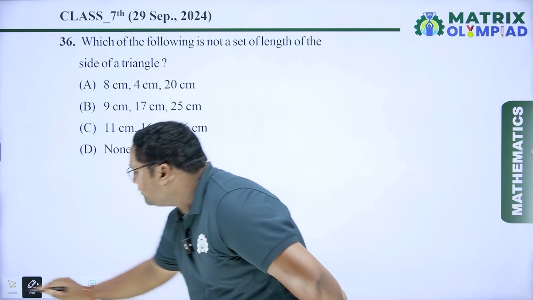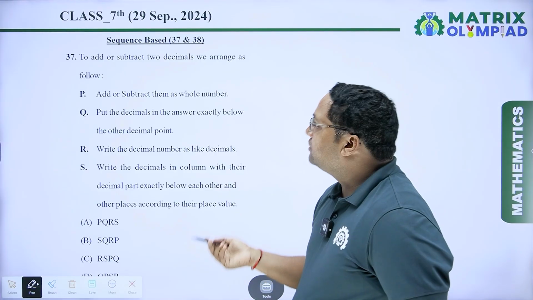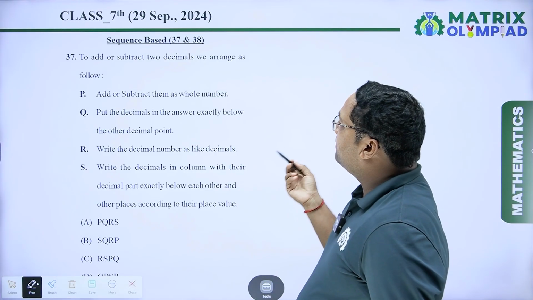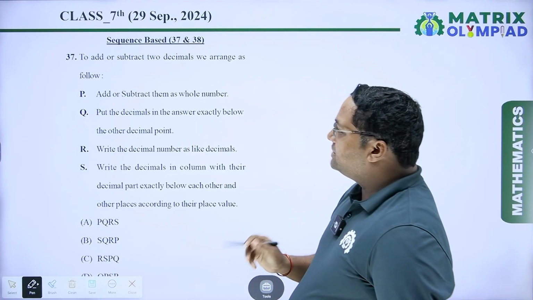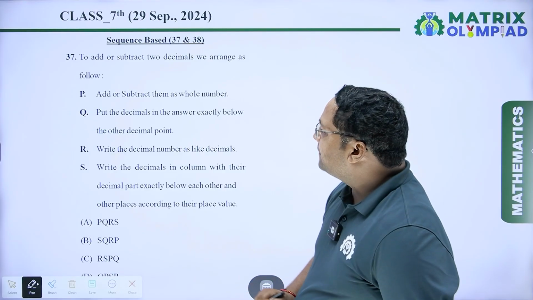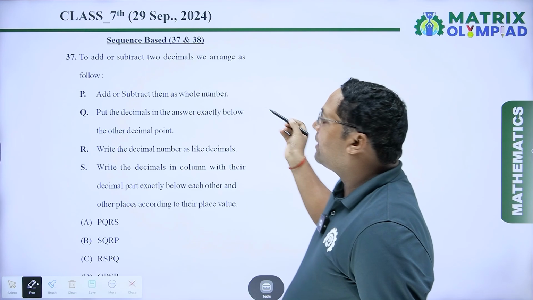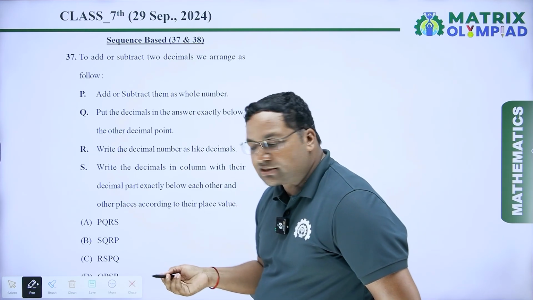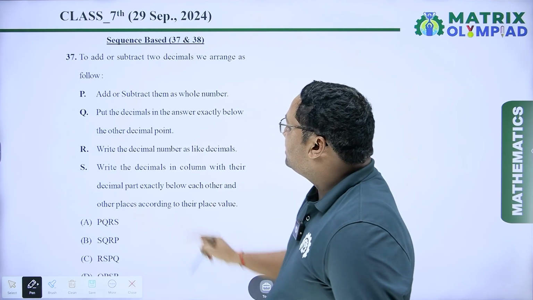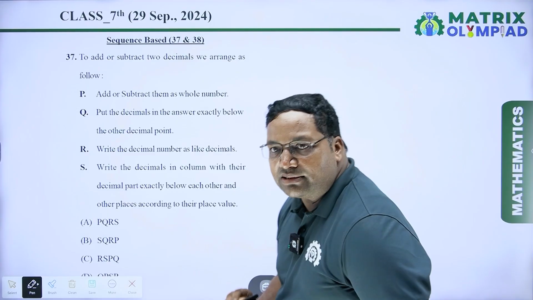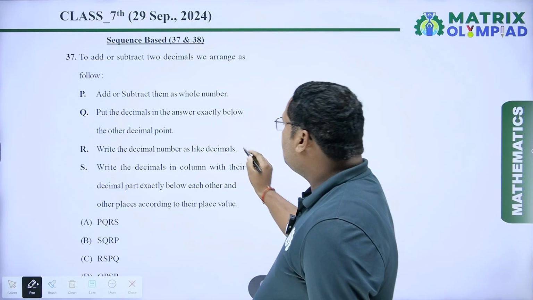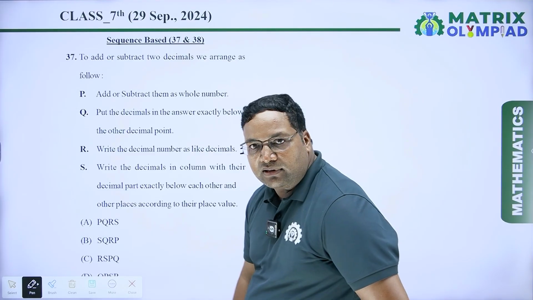Coming to the next question, here we have to find out the sequence. So first is to add or subtract two decimals, we arrange as follows. Here, first is add or subtract them as whole numbers. So it is not the first step. So the first step is to write the decimal numbers as decimals.